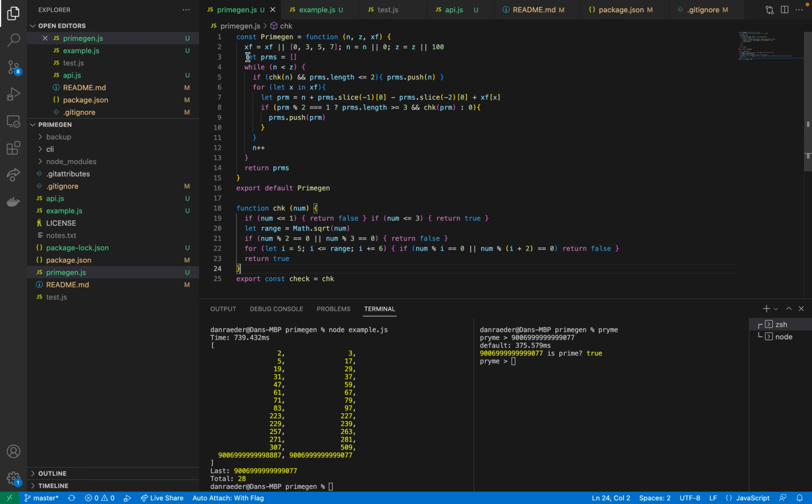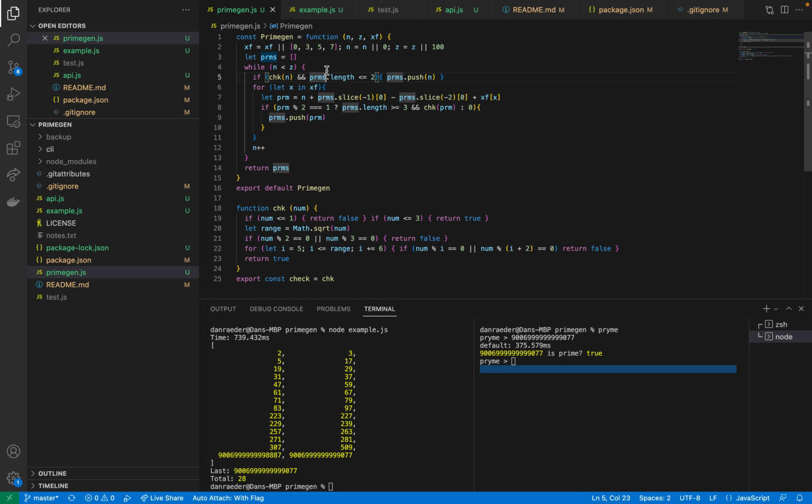And real quick, let's go take a look at the code so we can see how it works. So this is my prime gen function. This is my little prime checker, which is the same thing that prime with a y uses. And so here are my variables, including the X factor. It defaults to this if you don't pass anything in. And basically it's a while loop. It says while n is less than the passed in z value, which I believe is a cycle. I still don't fully know how my own program works.